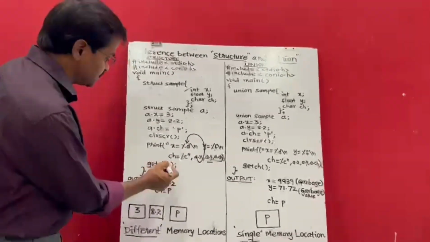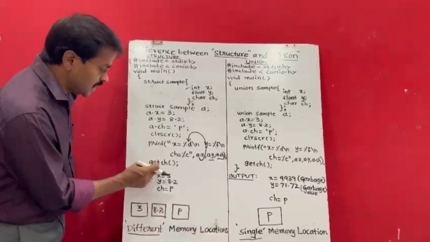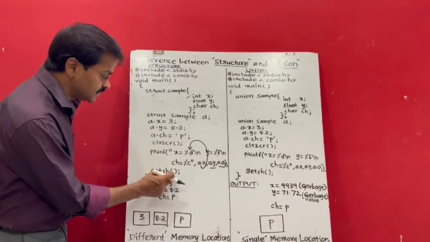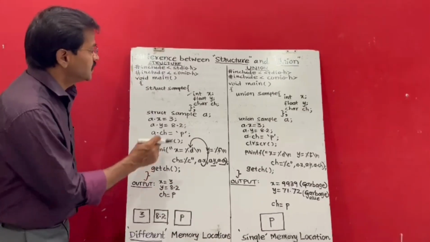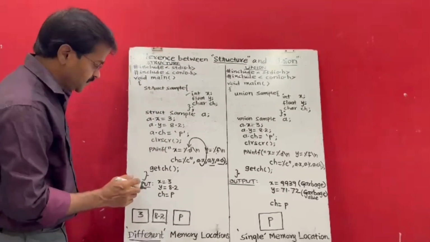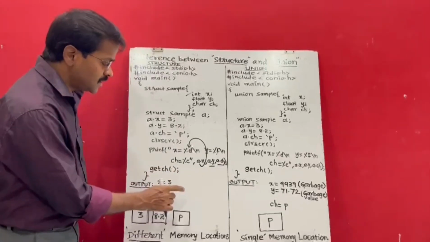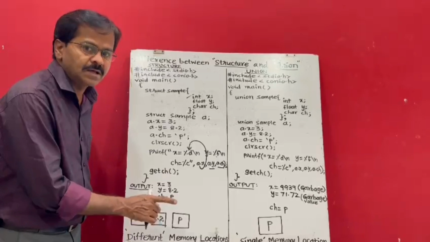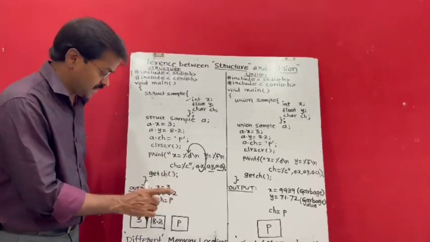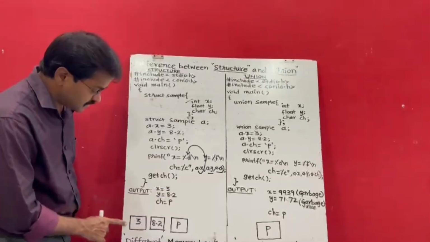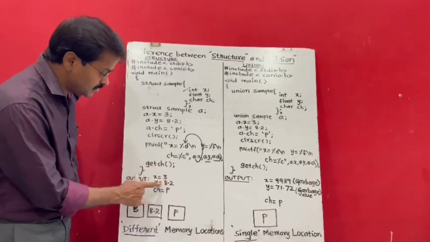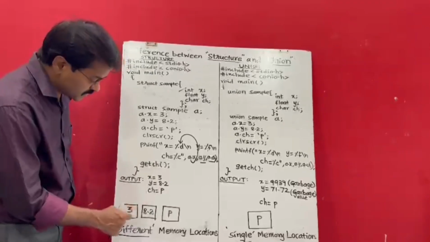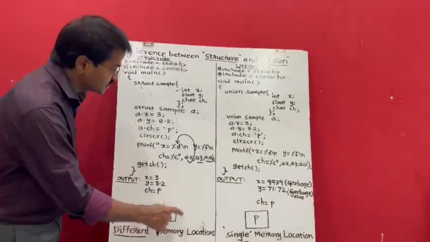Next, getch. For direct display of the output, we use getch. After getting a character, the output will be displayed directly. This getch is defined in conio.h. First we compile the program, next we execute it. Compilation is Alt F9, execution is Control F9. Then the output will be displayed like this: x value, y value, character value. All the values will be displayed in different memory locations in the structure.